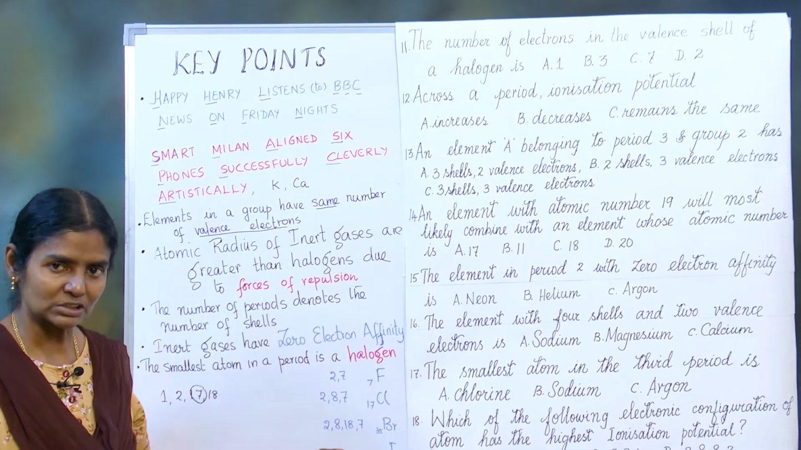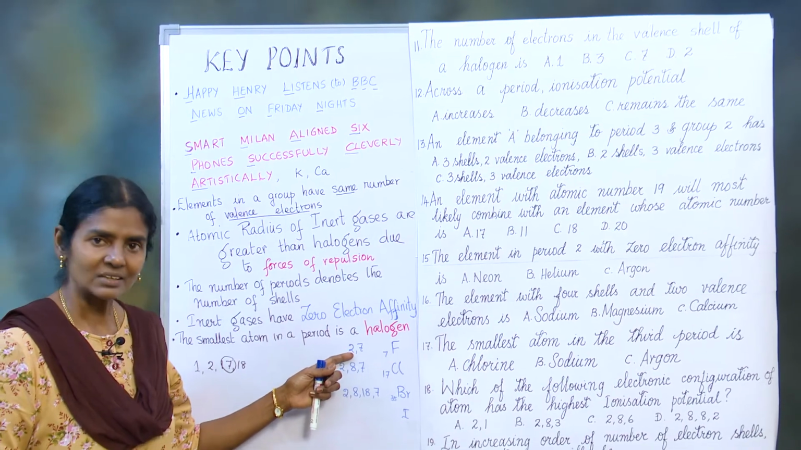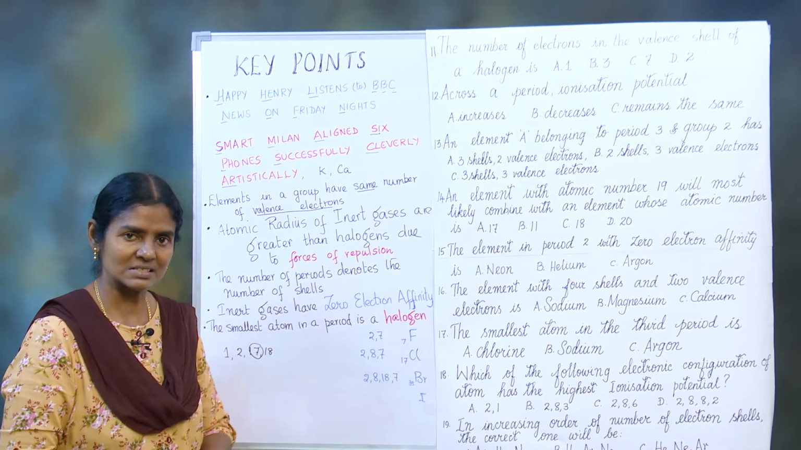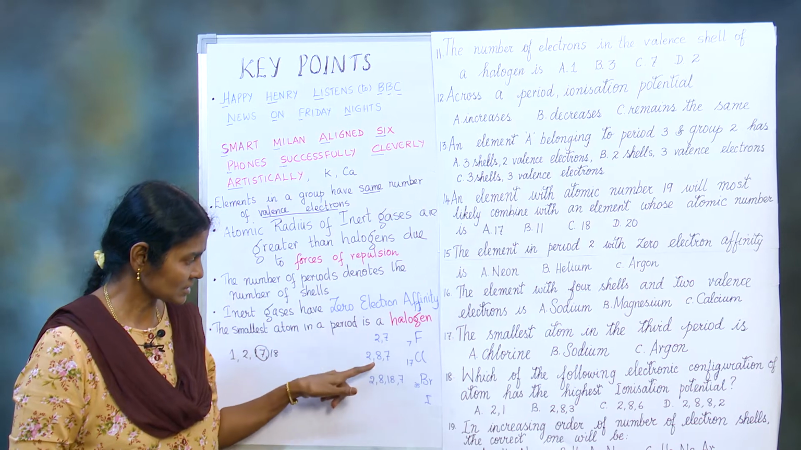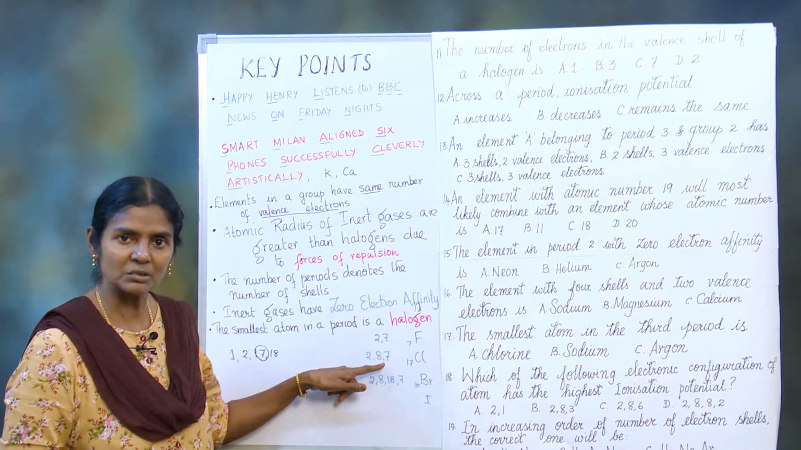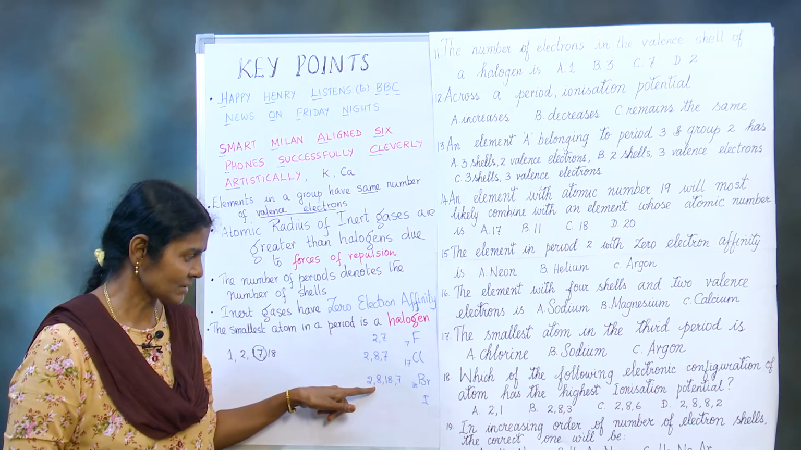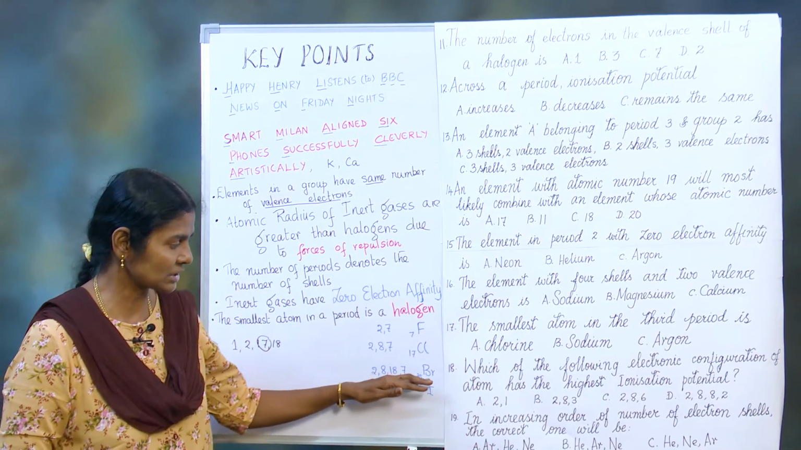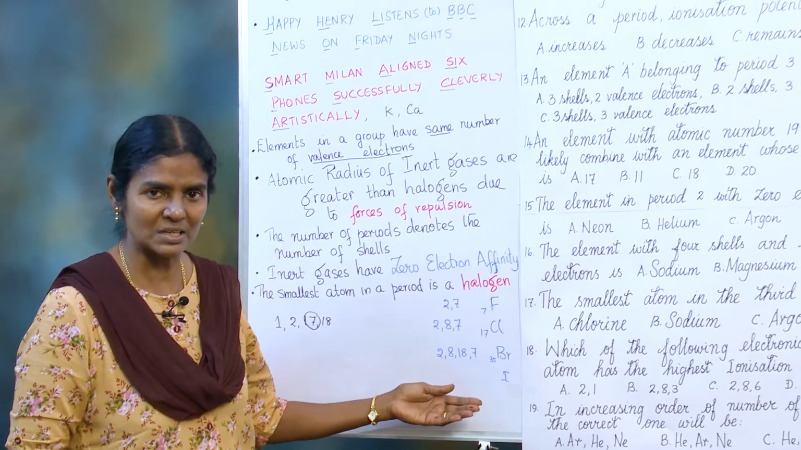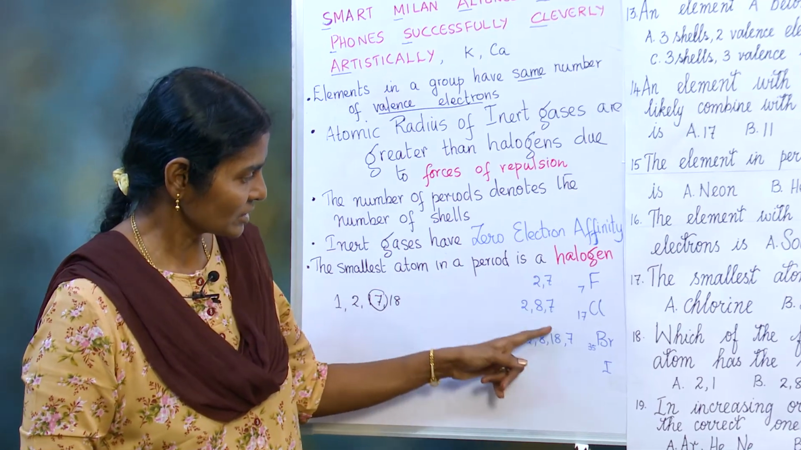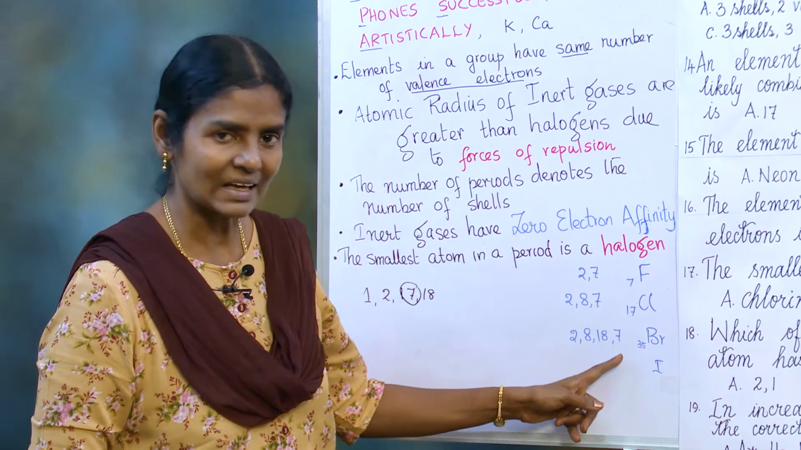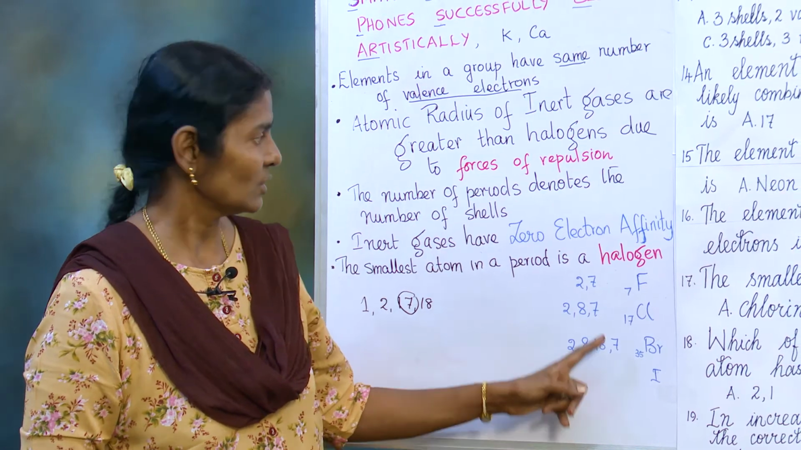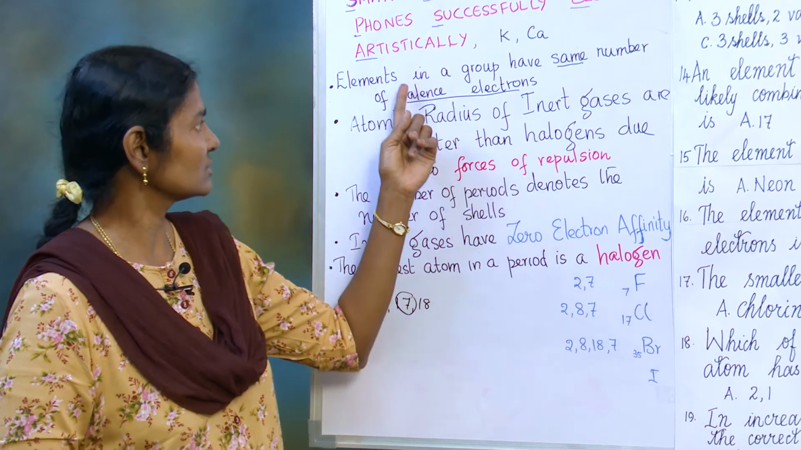Now when you write the electronic configuration, fluorine goes like this, 2, 7. Then this is chlorine with 2, 8, 7. And then bromine, of course we don't have it in the syllabus, we don't need to worry about anything above atomic number 20. Alright. Now here you see all these halogens have how many valence electrons? 7.